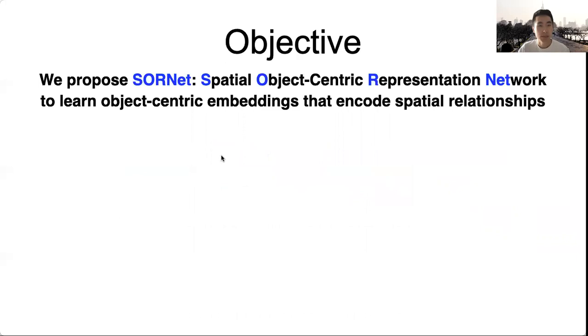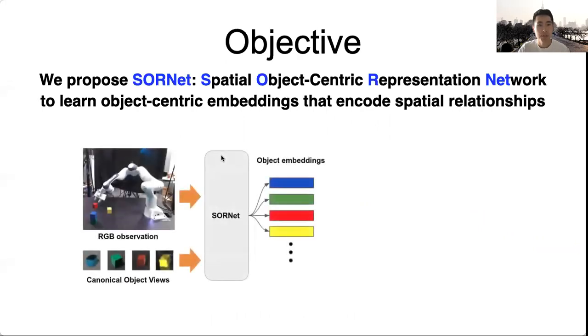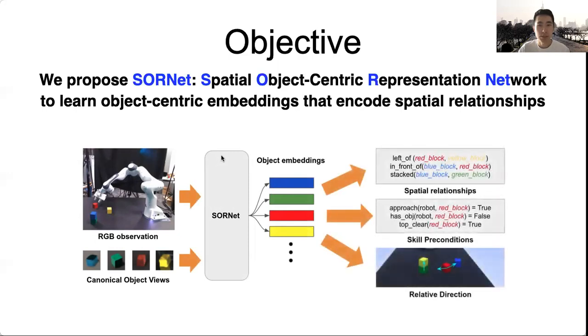We present SORNet, or Spatial Object-Centric Representation Network, that enables spatial reasoning without explicitly estimating the object states. The key idea of SORNet is to learn object-centric embeddings from raw RGB observations that capture spatial relationships among the objects and the environment. We demonstrate that the learned embedding can be applied to scenes with unseen objects in a zero-shot fashion for predicting spatial relationships, classifying skill preconditions, and regressing relative direction between entities.